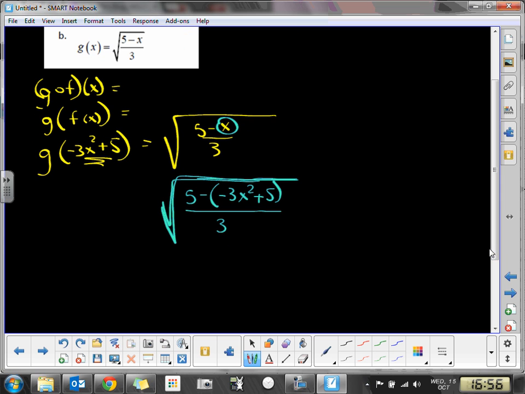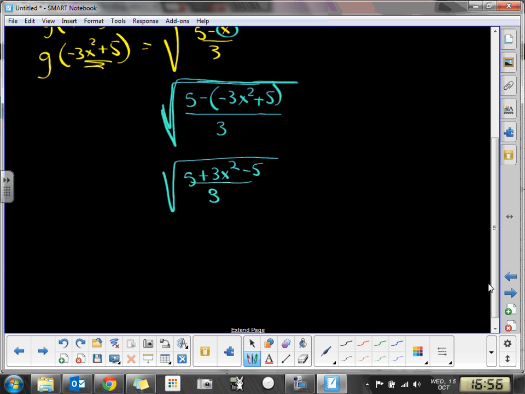So what we're going to do is distribute our negative, so that's 5 plus 3x squared minus 5 all over 3. I'm going to keep simplifying underneath that radical, so it's going to be the square root of, the positive 5 and negative 5 cancel, so it's going to be 3x squared divided by 3. Then we'll reduce the factors of 3, so that's going to be the square root of x squared, which is officially just x, plus or minus x.